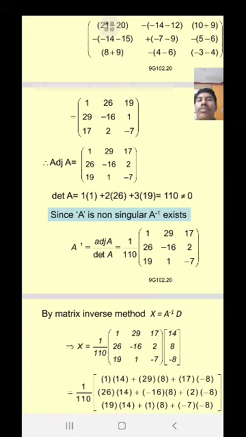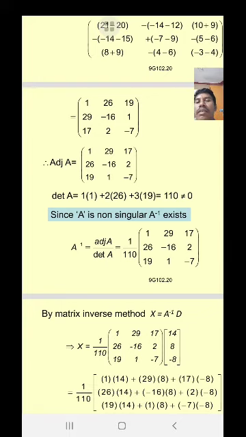If we transpose the cofactor matrix, then it is like this: 1, 26, 19; 29, minus 16, 1; 17, 2, minus 7. So we changed rows into columns, and it is called adjoint A.